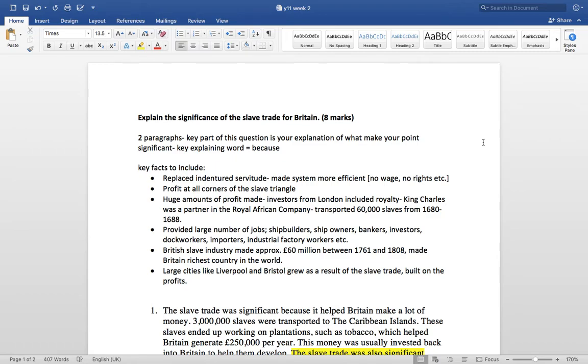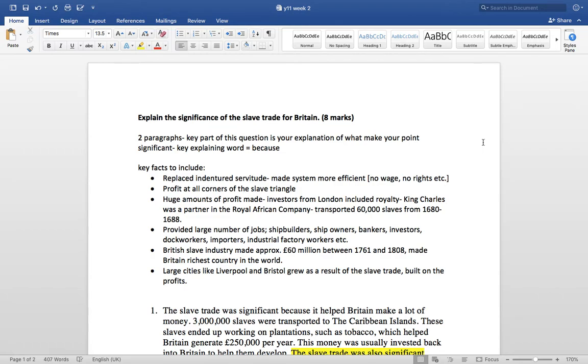And that profit leads people to invest, and there are huge amounts of investors from London, including royalty. For example, King Charles was a partner in the Royal African Company, and that company was responsible for transporting 60,000 slaves in an 8-year period between 1680 and 1688. A really good key fact that you could include there.